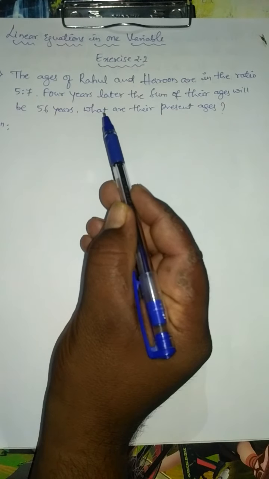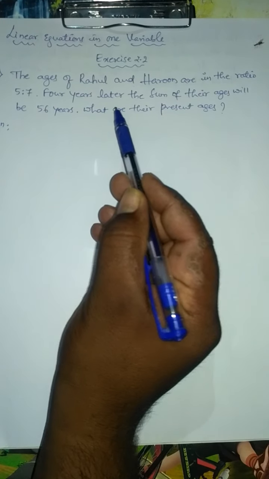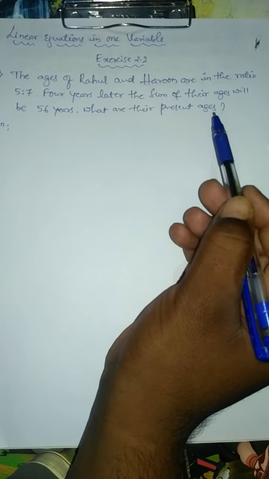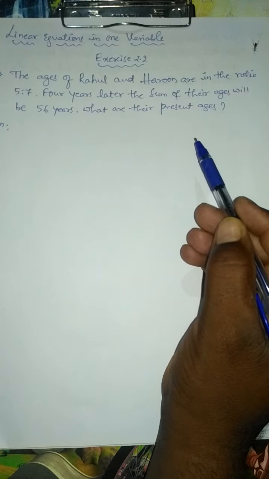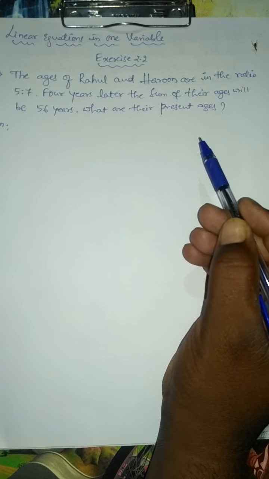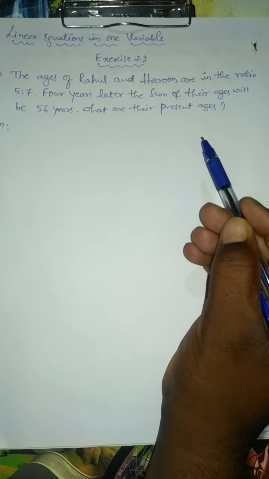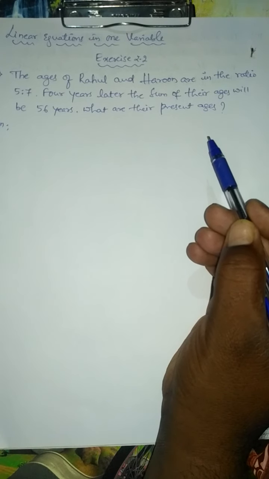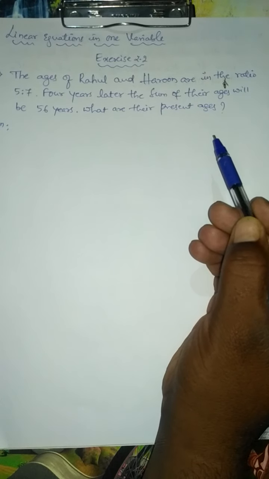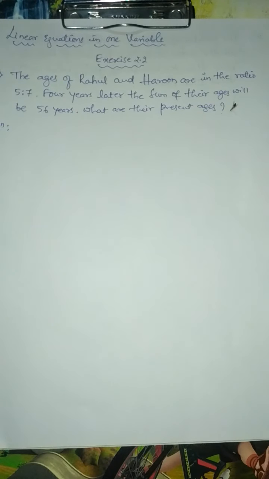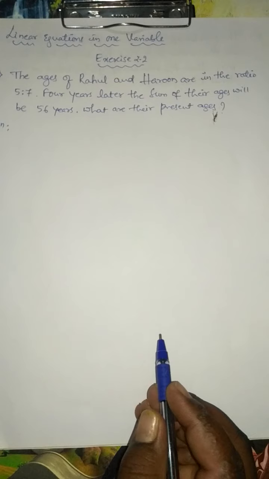See here, my dear children, the ages of Rahul and Harun are given in ratio form. Whenever ages are given in ratio form, we have to convert that ratio into the form of equations. Then we have to apply our condition and go for simplification. So now the ages of Rahul and Harun are in the ratio 5:7. So here what we have to take?